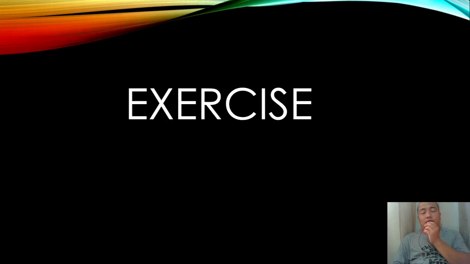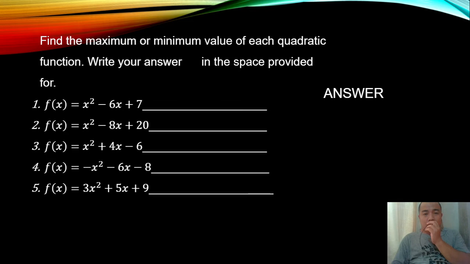Okay, let's proceed now to exercises. Find the maximum or minimum value of each quadratic function. Write your answer in the space provided. Okay, so as you can see, if a is positive here, it goes upward. So numbers 1, 2, 3, 5, these are parabolas that go upward. Only number 4 has a negative value of a, which is negative 1. So number 4 is a parabola that opens downward.